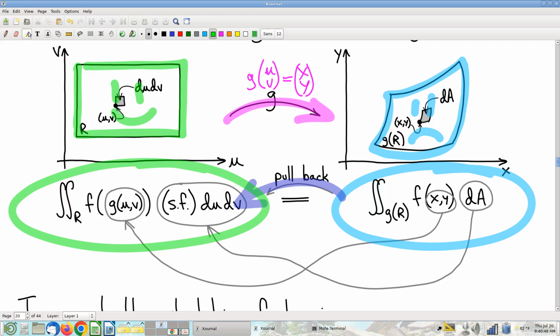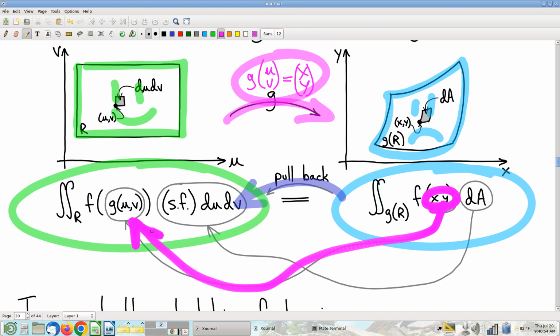And that means that x comma y is g of u comma v. So this is one of the important elements of the pullback, is that you're literally just plugging in where you see the output variables. You plug in those formulas to write them in terms of the input variables.